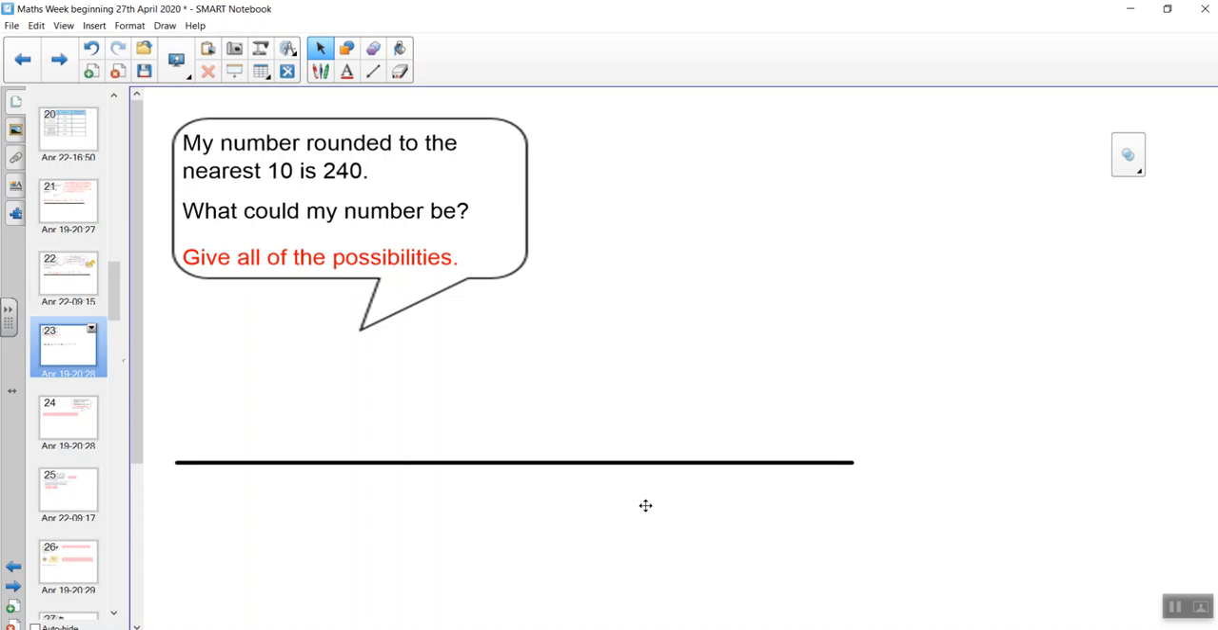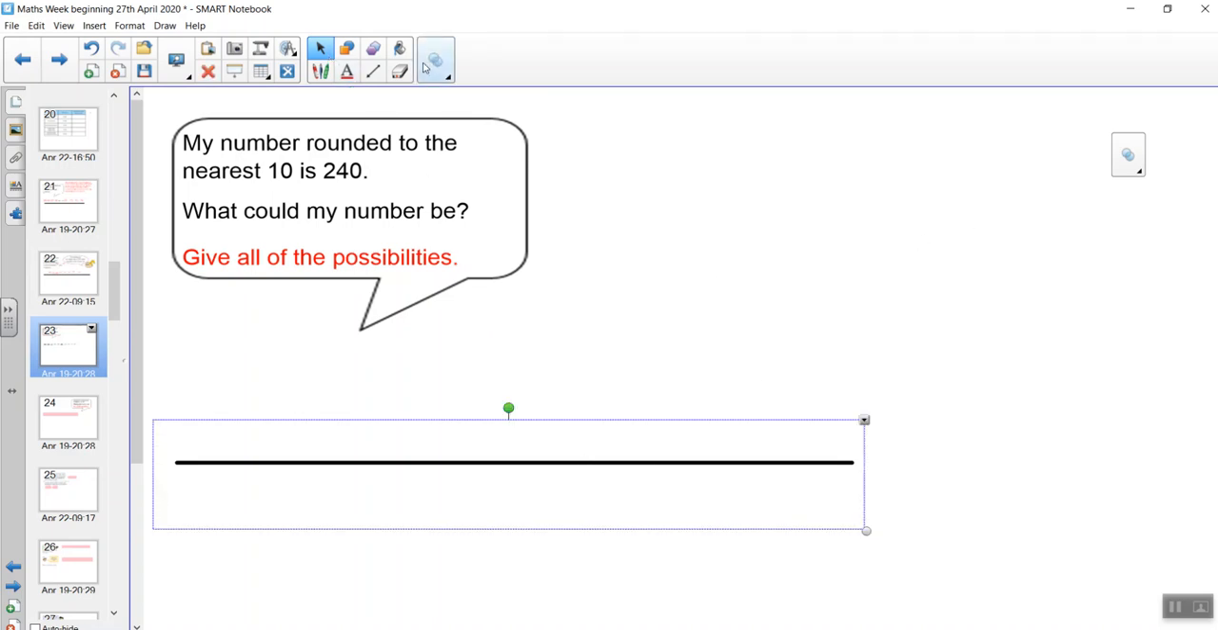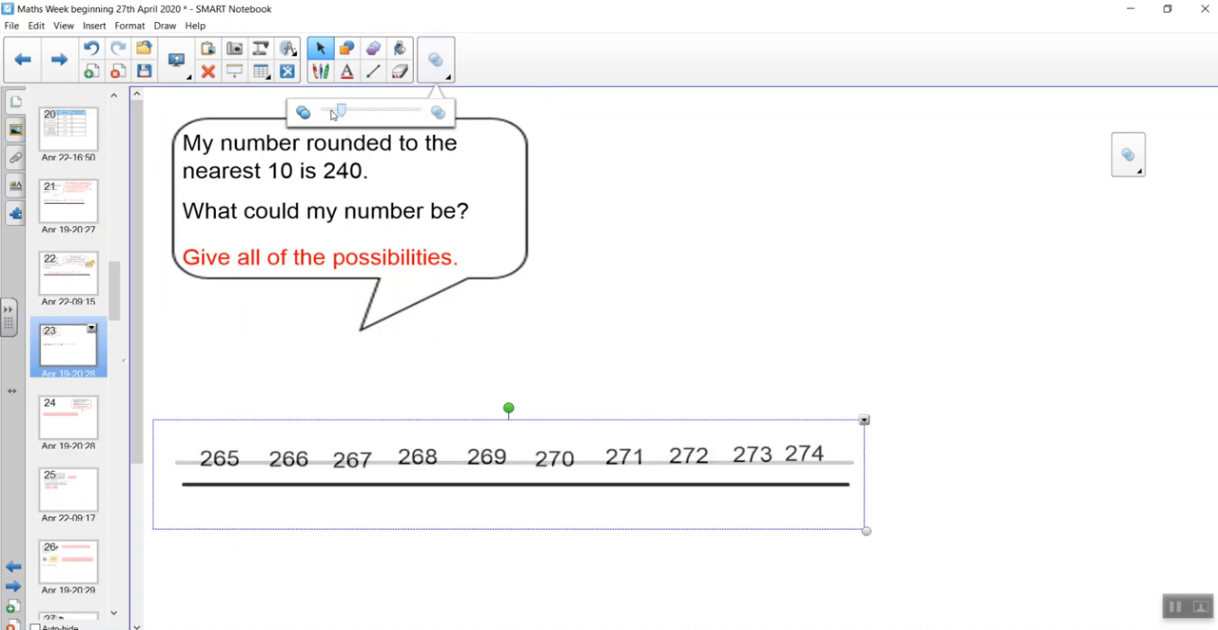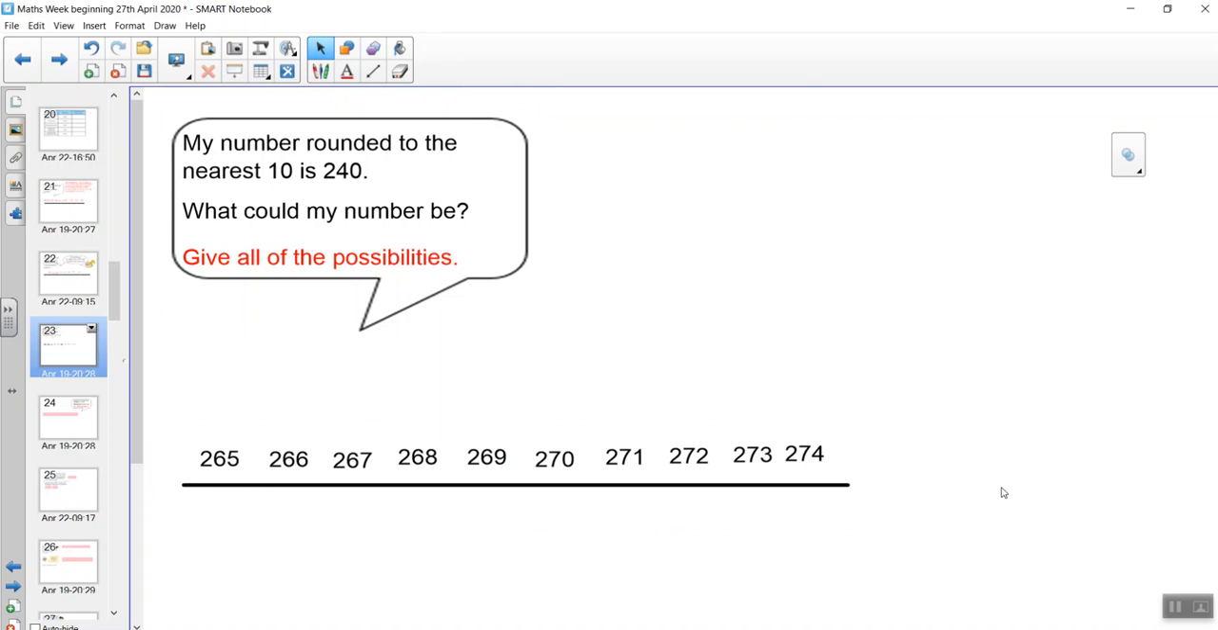Now in this question, it asks for all the possibilities. So you need to give all the possibilities of what the number could be. My number rounded to the nearest 10 is 240. Let's have a look at what all the possibilities might be.